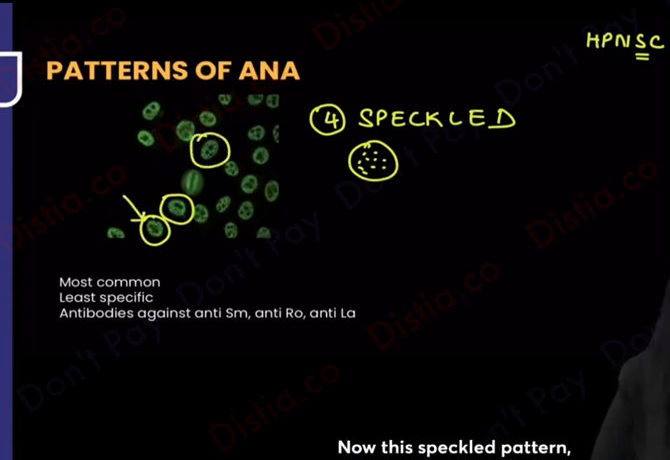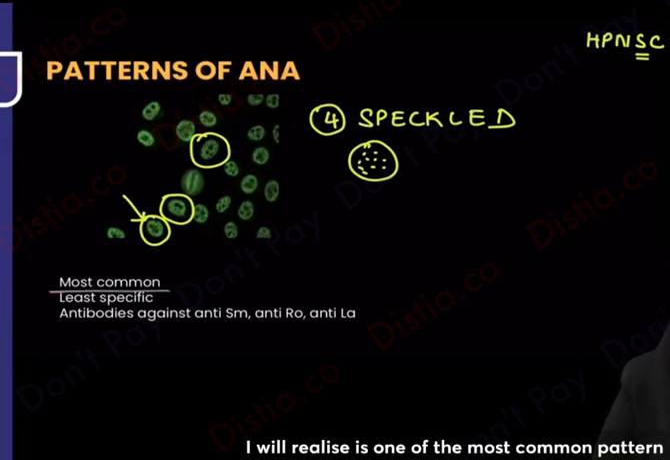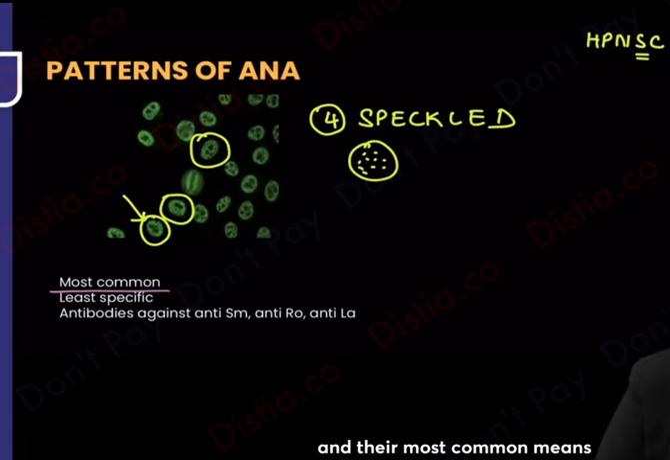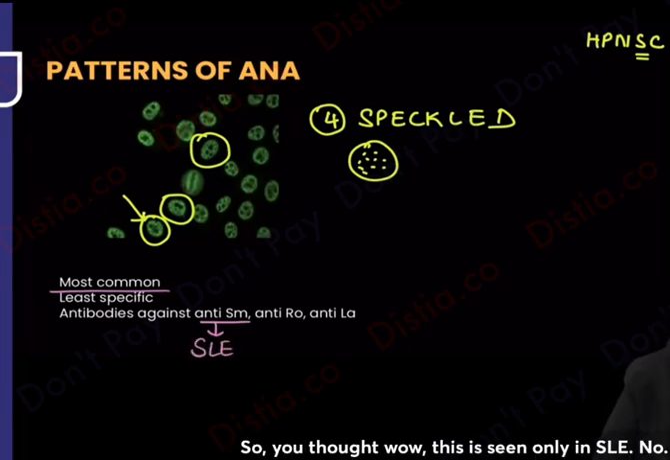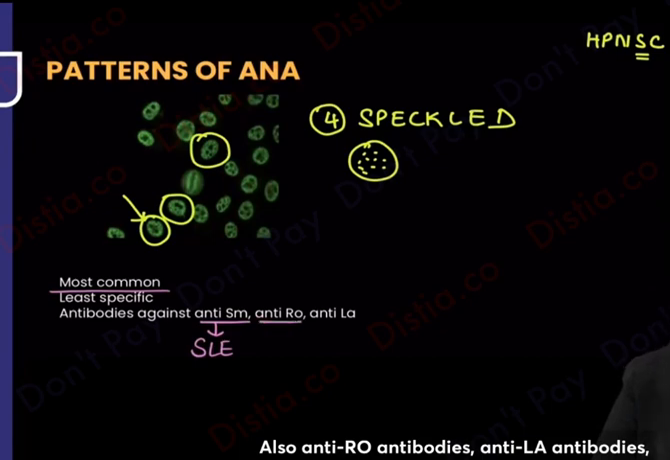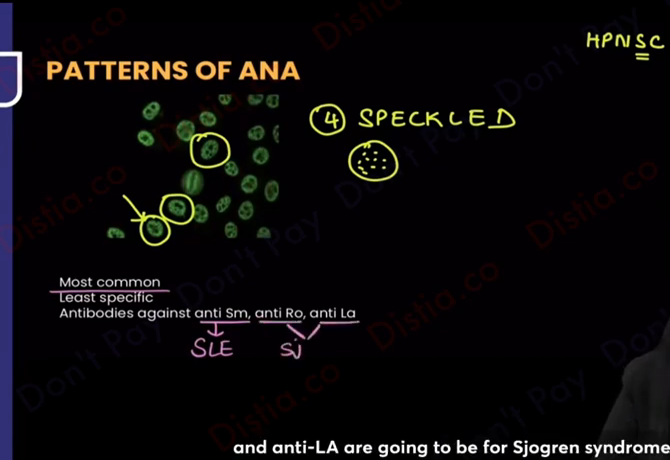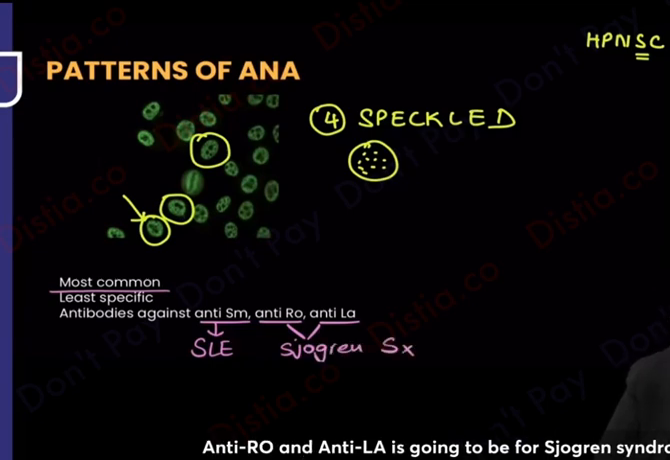Now this speckled pattern, I will realize, is one of the most common patterns. And the most common means every autoimmune disorder is going to show you this. So when I say anti-Smith, I just told you it is the most specific for SLE. So you thought, oh wow, this is seen only in SLE. No. Also anti-Ro antibodies, anti-La antibodies. In a short while, I'll be teaching you anti-Ro and anti-La are going to be for Sjogren's syndrome.